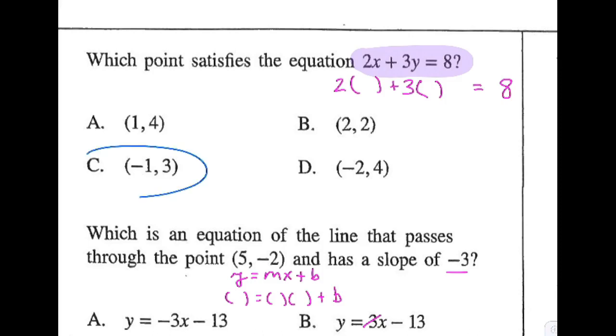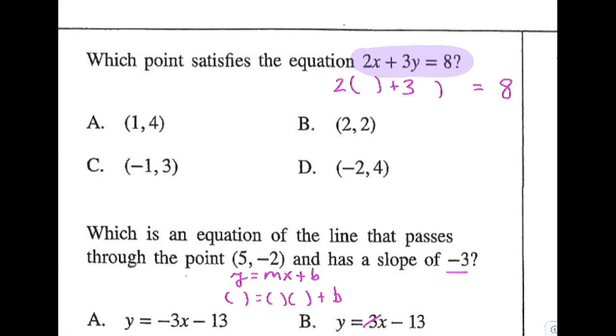So I'm just going to go ahead and try to plug in negative 1 and 3. If I plugged in negative 1 for x and 3 for y, I would have negative 2 plus 9 equals 8. Well, that's not true. That's 7. It would be 7 equals 8, and that's not true. So let's try a different one.